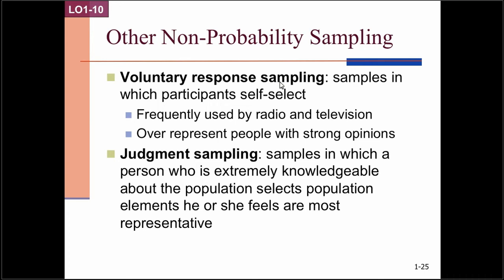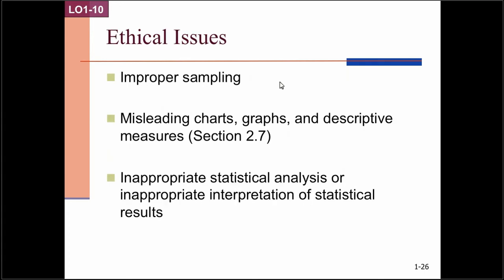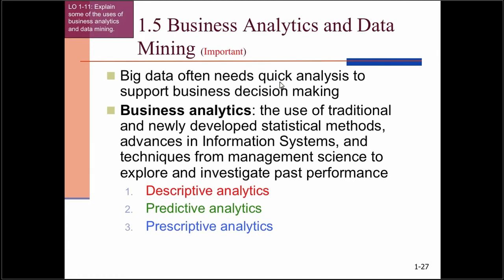Also, another one, judgment sampling. You pick your sample based on your experience and knowledge, which is also biased because you are judging the sample based on your personal opinion or expertise. Of course, there are ethical issues when you come up with conclusions using improper sampling. Those conclusions are incorrect, and we're going to see that in chapter 2 in section 2.7. Sometimes they will maximize a chart where it shows bigger numbers and minimize it in other sections. We're going to see that in detail.